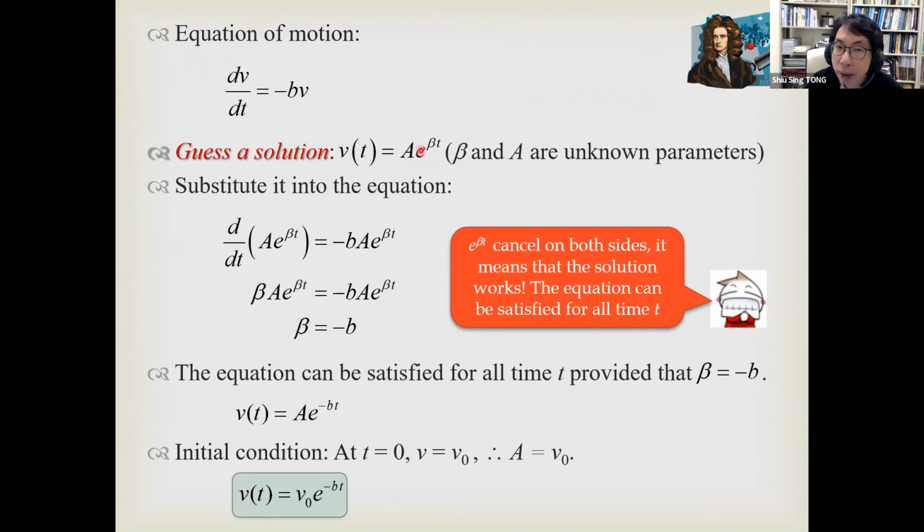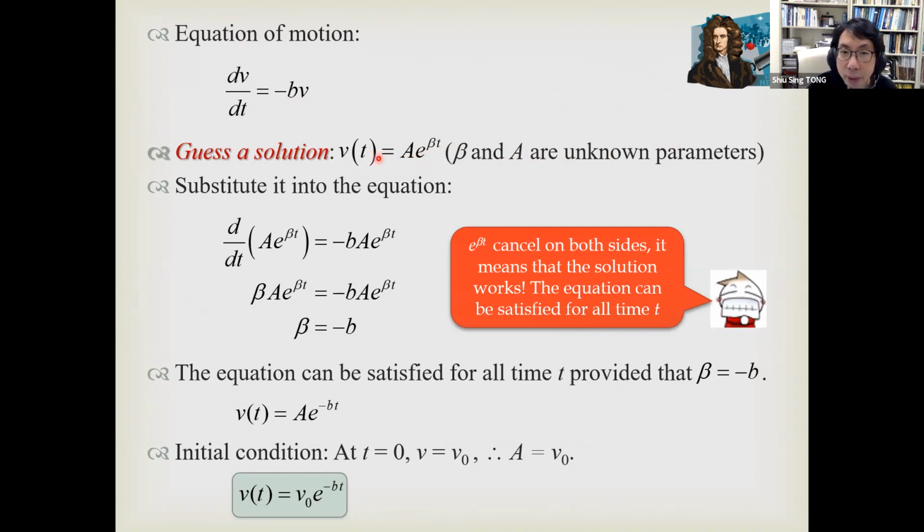So that means we can guess a solution to be in this form. We can guess the solution of V to be given by exponential to the power beta t, where beta is a constant, multiplied by another constant we call A. Now we don't know what beta and A are at this moment, but since we assume that this solution is going to work, we can substitute this solution into the equation to check whether it really works. And we can also find what beta and A are after doing that.